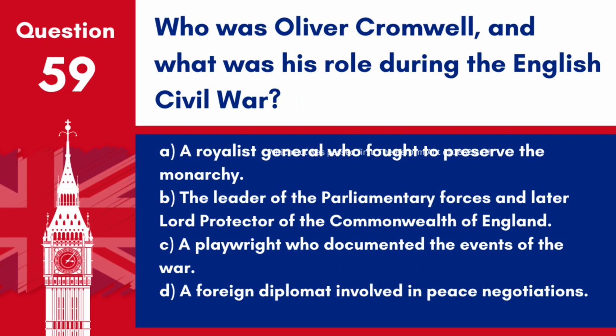Question 59. Who was Oliver Cromwell, and what was his role during the English Civil War? A. A royalist general who fought to preserve the monarchy. B. The leader of the parliamentary forces and later Lord Protector of the Commonwealth of England. C. A playwright who documented the events of the war. D. A foreign diplomat involved in peace negotiations.